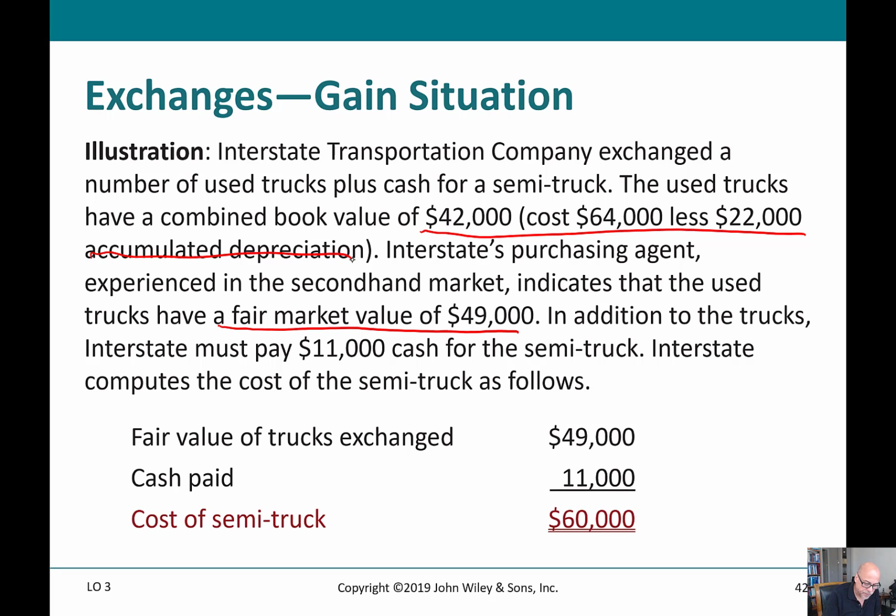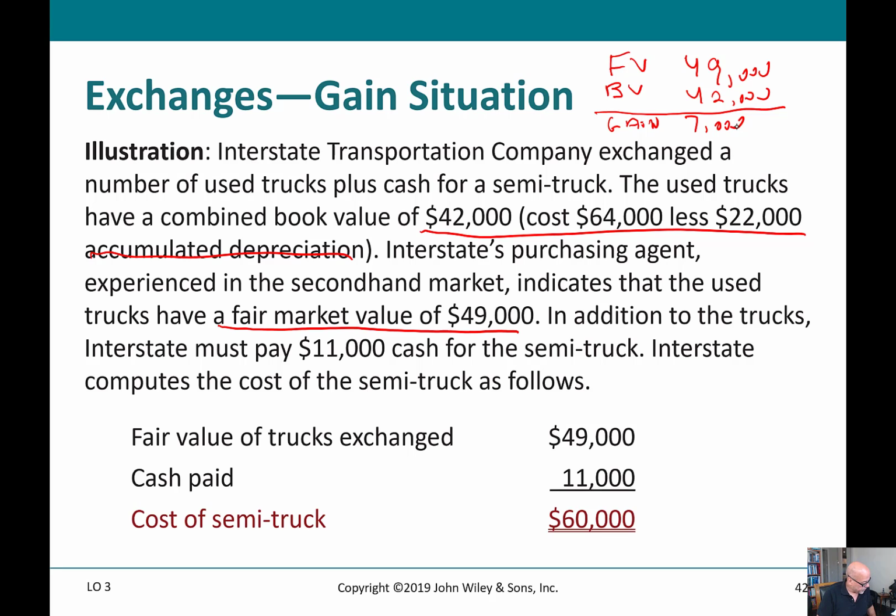Let's stop there. If the fair value is 49 and the book value is 42, then we've got what? We've got a gain, right? Fair value is more than the book value. We've got a gain of 7,000, don't we? How much of that gain are we going to take? Transaction has commercial substance. Take the entire gain.